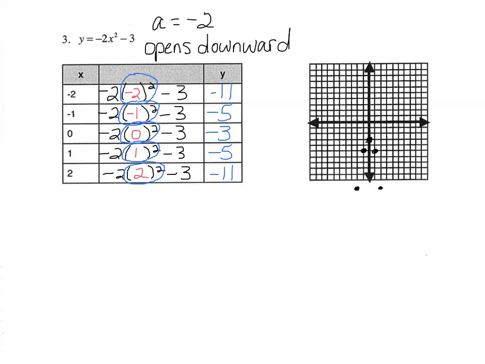This looks like a parabola that opens downward, which is good because that's what I was supposed to get. So let's go ahead and draw this parabola in. It's kind of a skinny looking one, but that would be the graph for the equation in number 3.